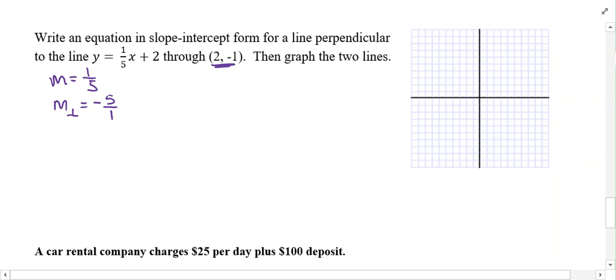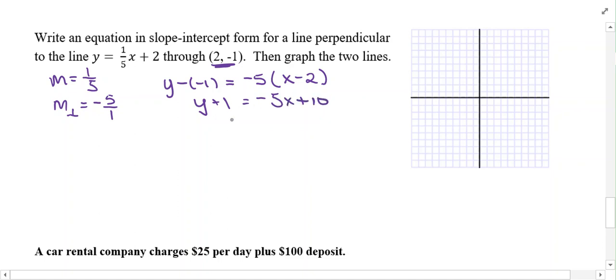So we're going to start with the point-slope form. y minus a -1 equals -5 times x minus 2. y plus 1 equals -5x plus 10. Subtract the 1 from both sides. We have y equals -5x plus 9.